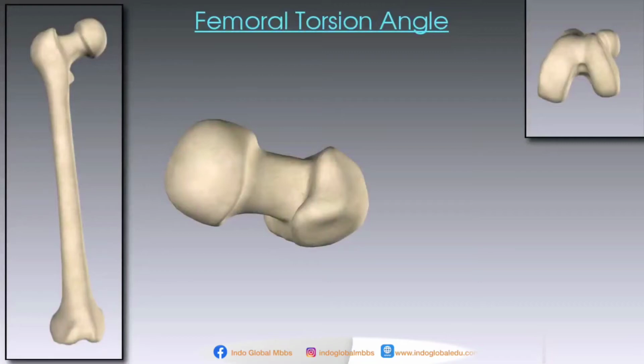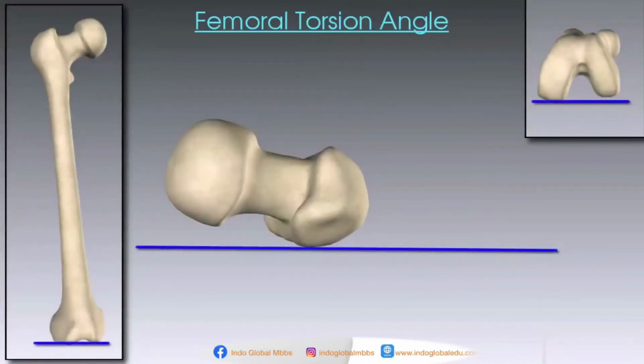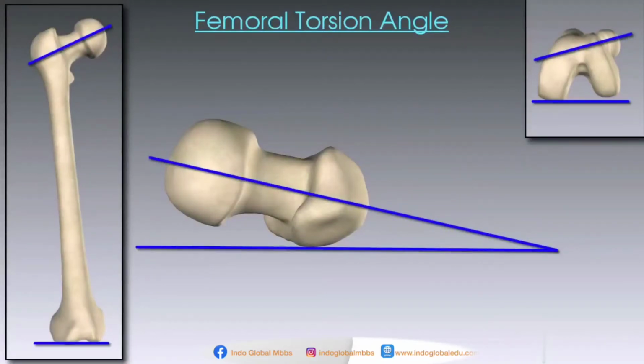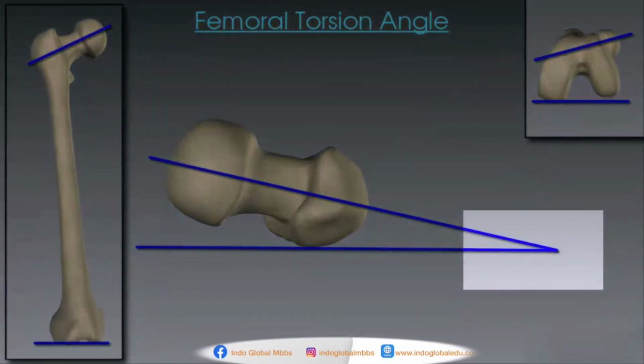So basically, the angle of torsion is formed by looking at the relationship between the axis of the femoral head and neck and the femoral condyles. If you take a look at the top right picture, you have to imagine as though the femur is lying flat on a table, and you take a line on the base of the table. So imagine where the table is, that's a line that's running on the base, and then you take another line that runs through the head and neck of the femur, and where those two lines intersect, you will get an angle.